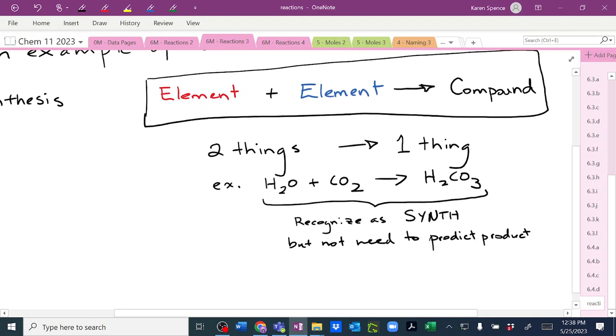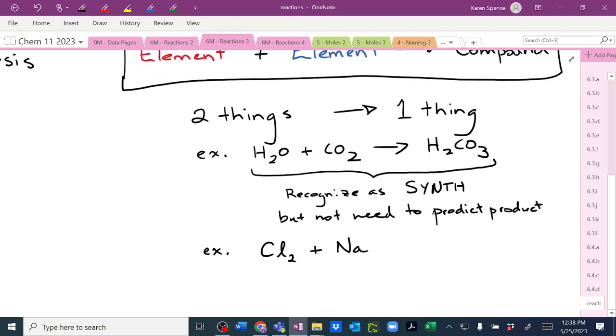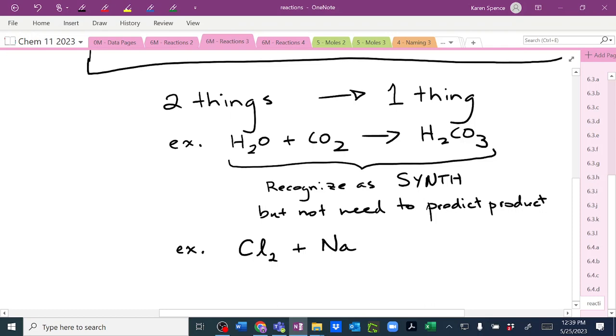But if I gave you the stereotypical element plus element, let's say I gave you Cl2 plus Na, that's an element and an element, yes? And for that one, I can expect you to be able to take those two elements and put them together into a compound. Like I said, we don't need to actually predict the products yet, but just so you get a flavor of what that's like, would it be okay for my product to look like this?